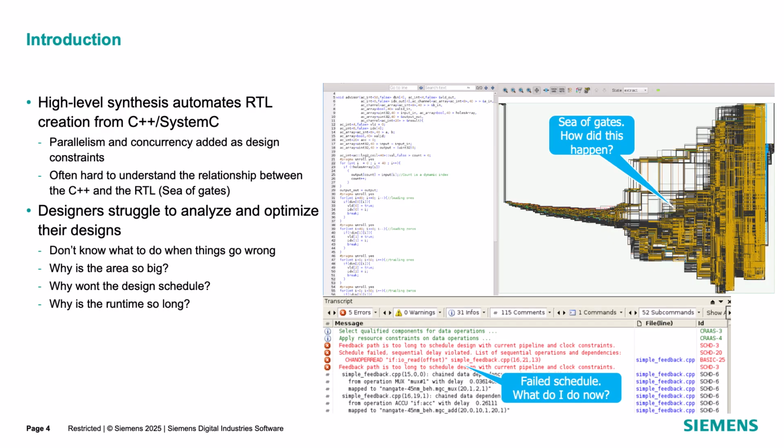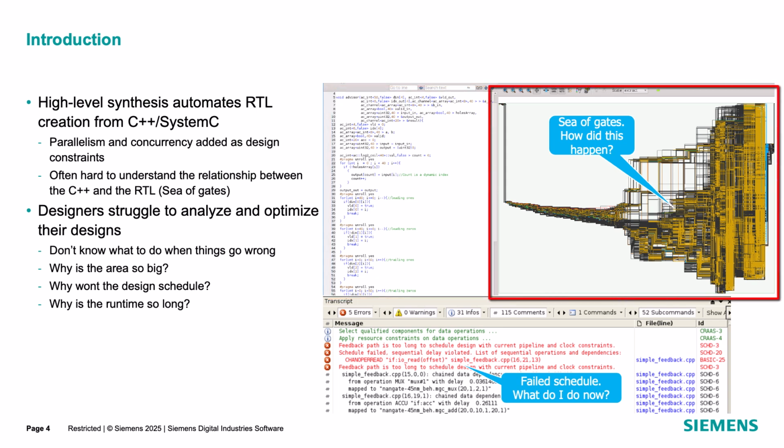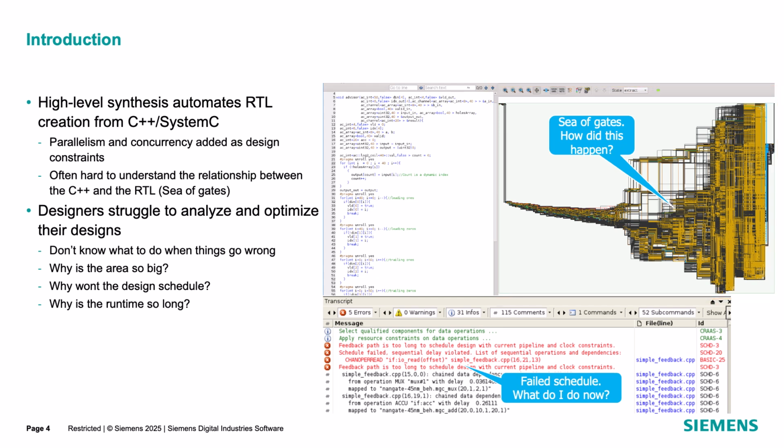High-level synthesis automates the creation of RTL from C++ or SystemC. Typically, parallelism and concurrency are added using design constraints. It is often hard to understand the relationship between the C++ and the synthesized RTL. Looking at the RTL schematic, as we see on the right, typically results in a sea of gates where it is hard to determine how the C code combined with constraints resulted in the created hardware.